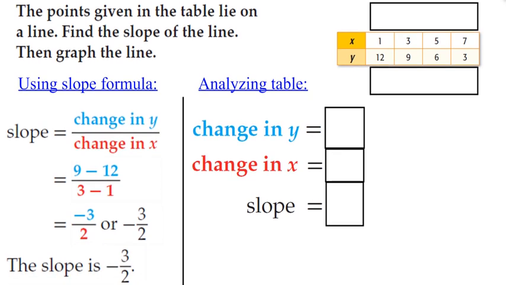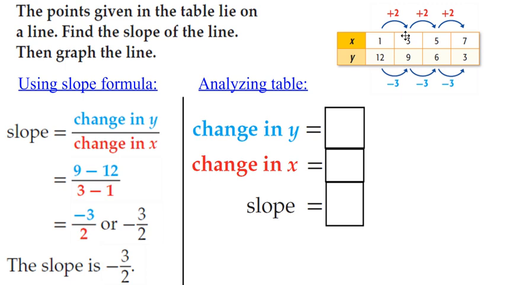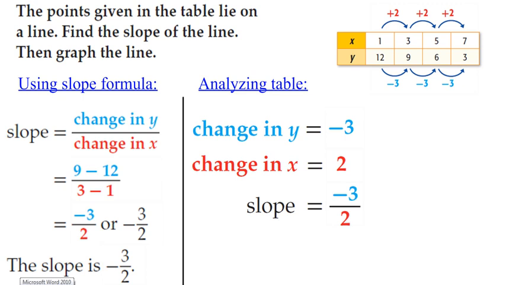Now if you just take a look at the table itself and analyze the table, you can ask yourself, how is x changing? It's going up by 2 every time, and y is going down by 3 every time. So if you just analyze the table that way, you end up getting the slope of -3/2 as well. So either way works.